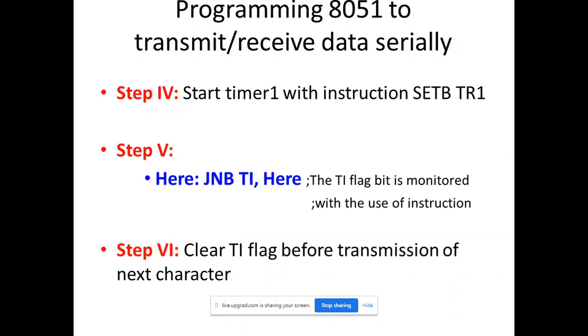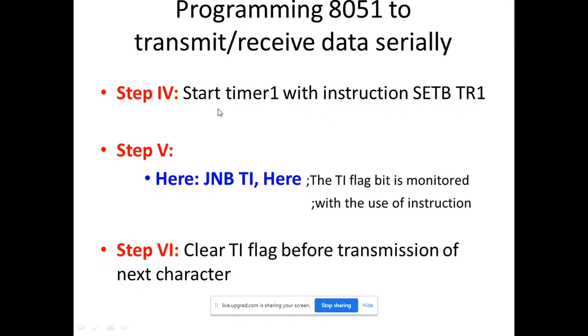Next, fourth step: once your setting is over and the parameters are set, you start timer 1. You start the timer by software, and that's why we write the instruction SETB TR1. TR1 is related to timer 1. TR0 is related to timer 0, but timer 0 we are not using. We are using timer 1, and that's why I am writing SETB TR1.